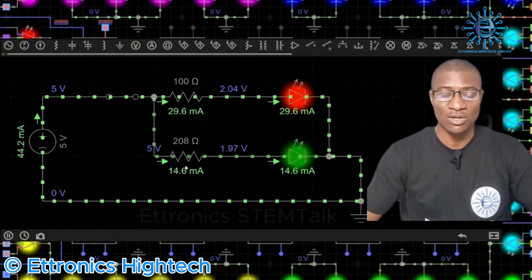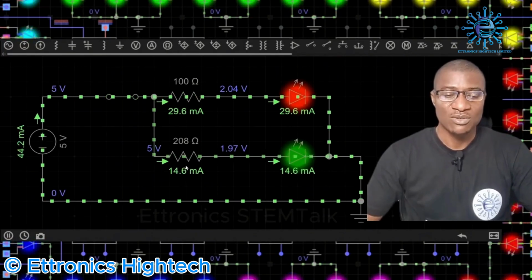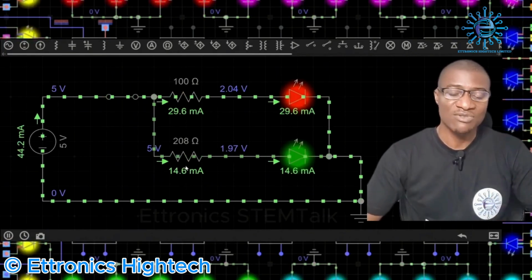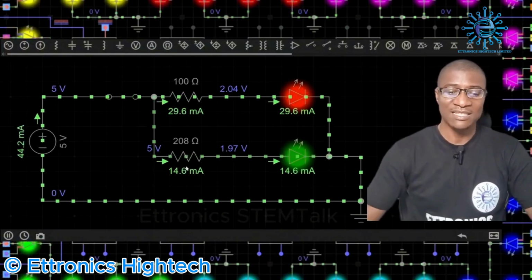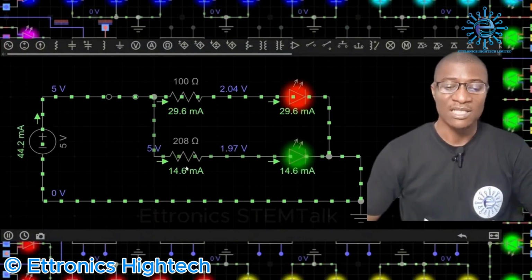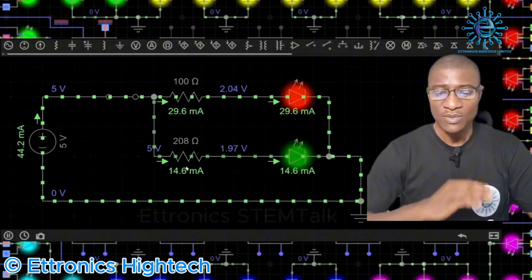So this goes to show us that in every circuit, the path that has the least resistance will have more current flowing through it, and the path that has the highest resistance will have the lowest current value flowing through it.